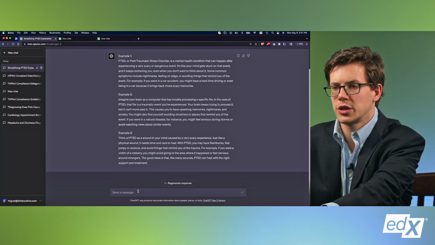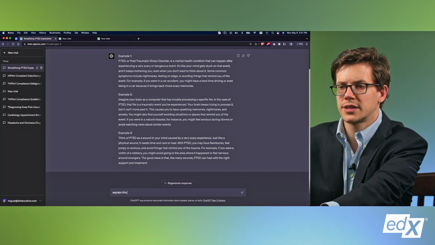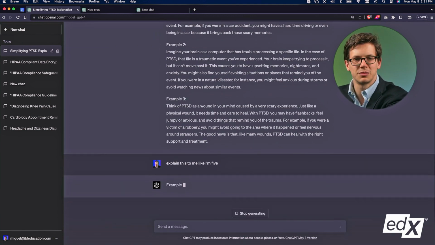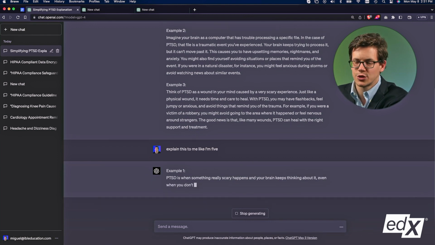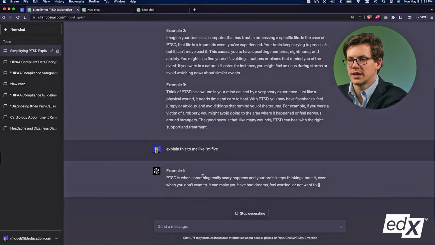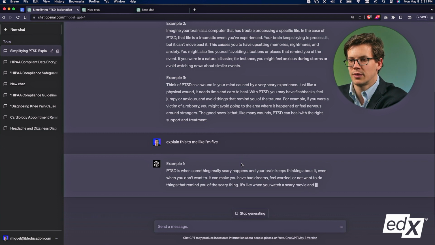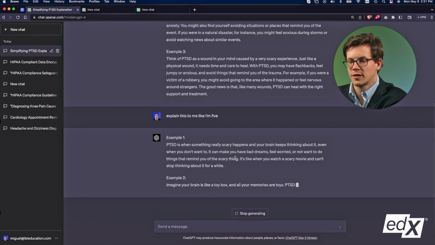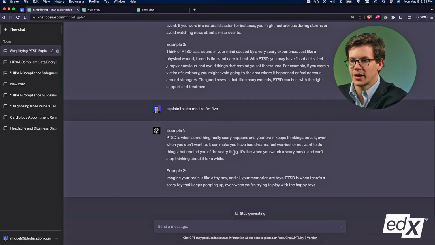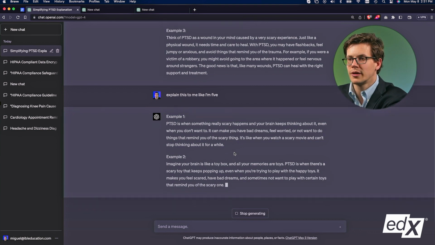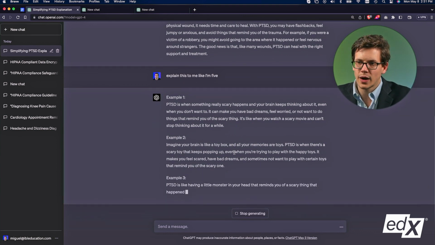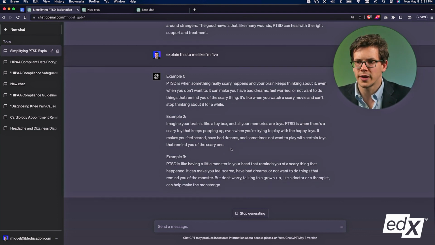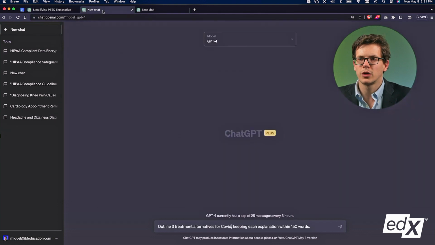And let's just say that your patient says, all right, explain this to me like I'm 5. This has become a popular way of asking to simplify things even further. Like I'm 5. Not 6 years old, not 4 years old, 5 years old. PTSD is when something really scary happens and your brain keeps thinking about it even when you don't want to. It can make you have bad dreams, feel worried, or not want to do things that remind you of the scary thing. All right, so we see that even its vocabulary now, it's a thing. So that's a little bit simpler. But this is how we can use ChatGPT as an aid, to provide patients with maybe more information in an alternate format. Now we can go to the next example.